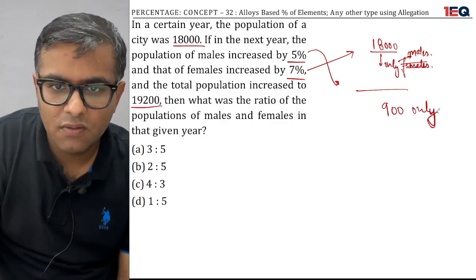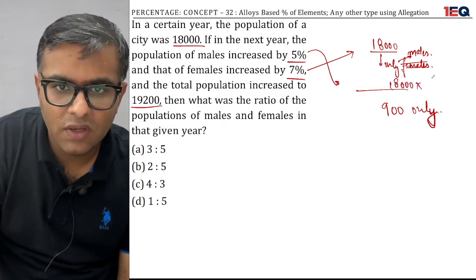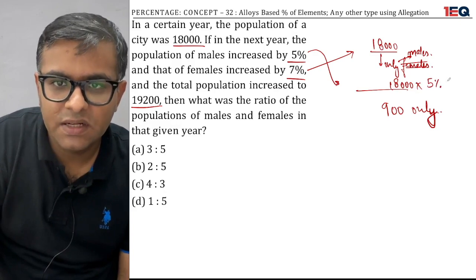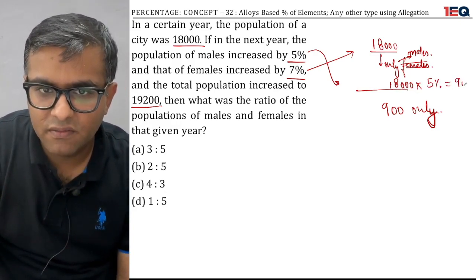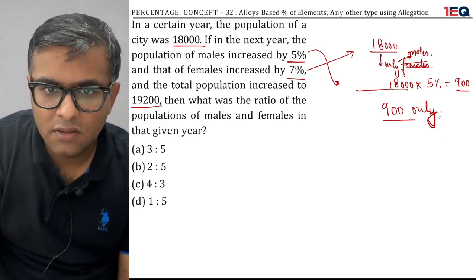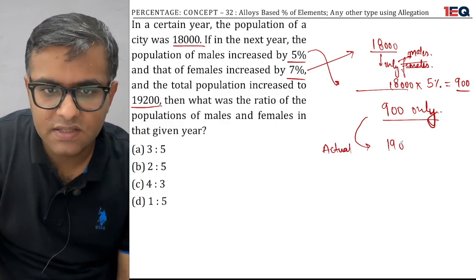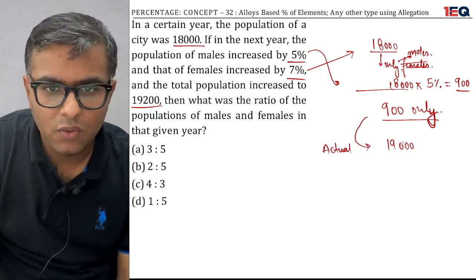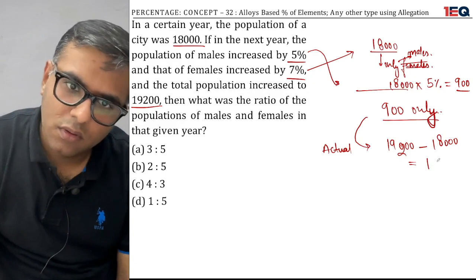How am I so sure about 900? Because when I talk about 18,000 and I consider only males, there is a 5% increase. And the 5% increase is 18,000 multiplied by 5%, which is equal to 900. But the actual increase is equal to 19,200 minus 18,000, which is equal to 1200.